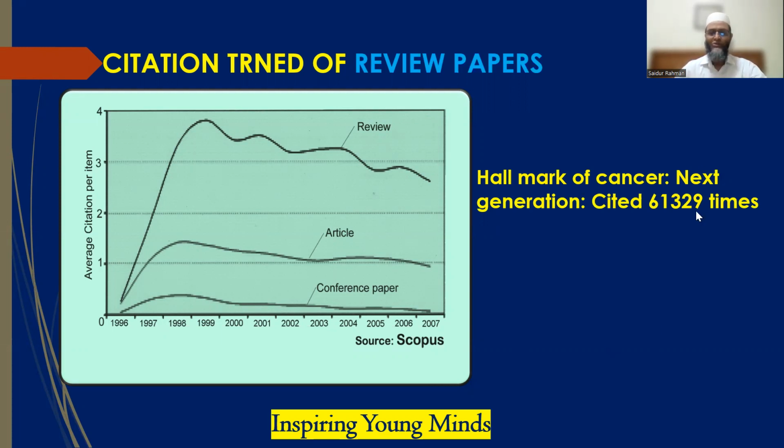This is one example of a review paper, The Hallmarks of Cancer: The Next Generation, published in Cell in 2011. As you can see, this one single paper has been cited 61,329 times. A single paper. So as you can see, this shows the importance of writing a review paper. This is one of the purposes. It's not everything.